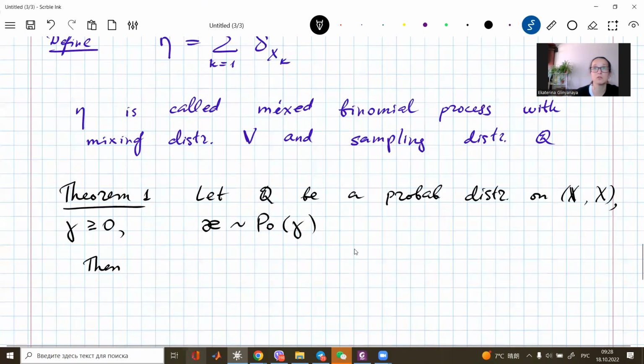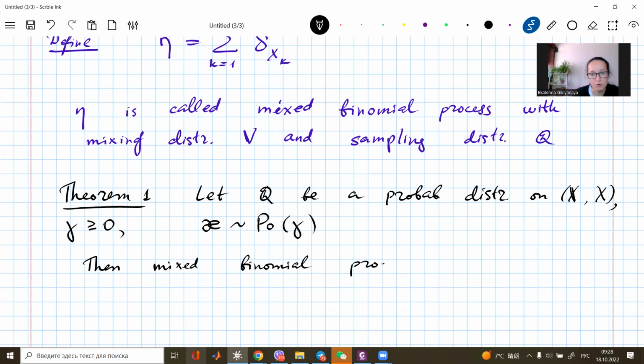Mixed binomial process with mixing distribution. I can just write Poisson distribution gamma and sampling distribution Q.